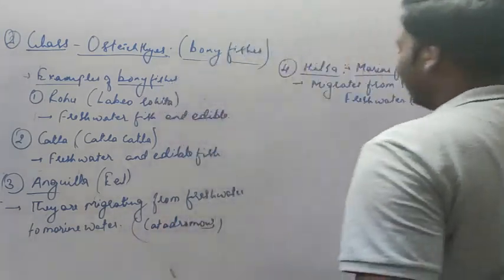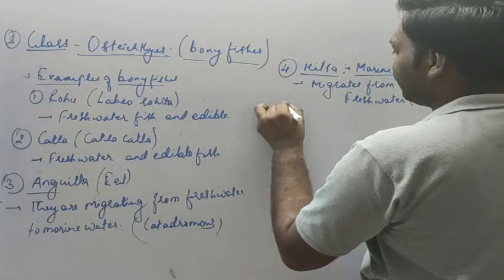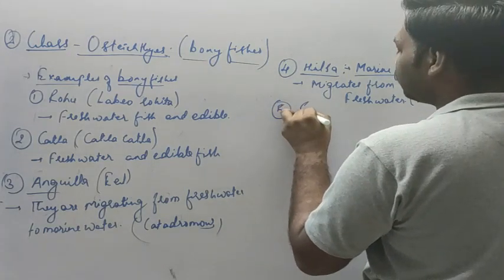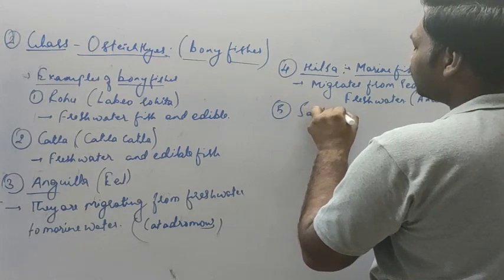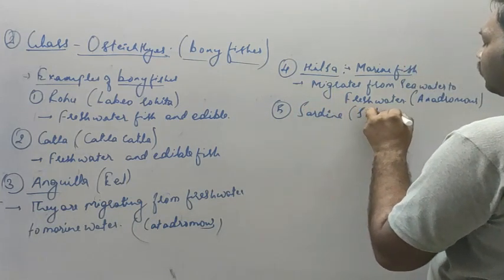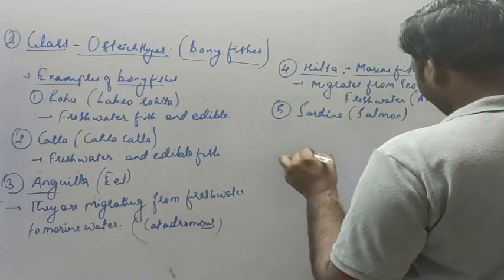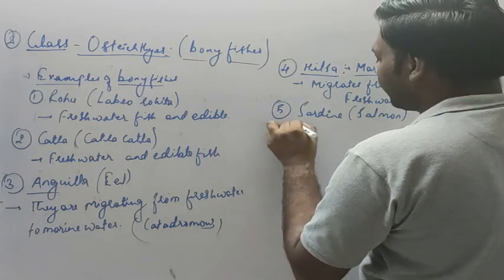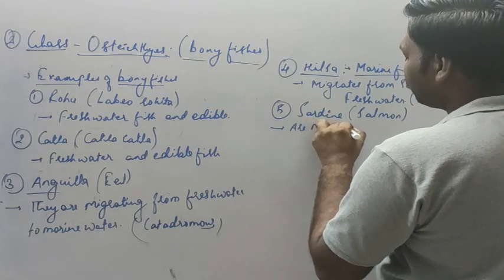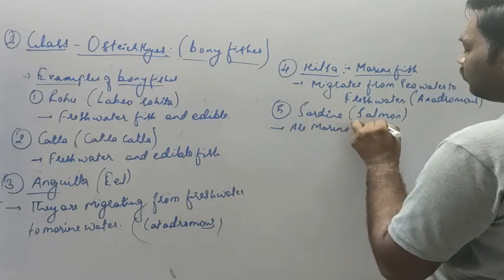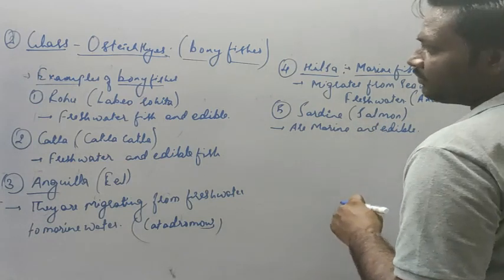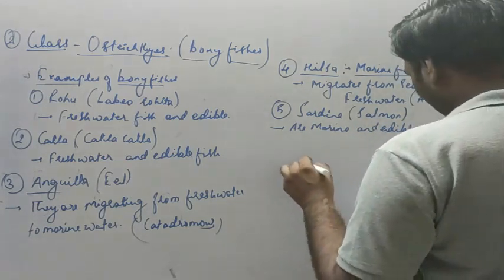The next example is the sardine, commonly referred to as salmon. These are marine and edible.